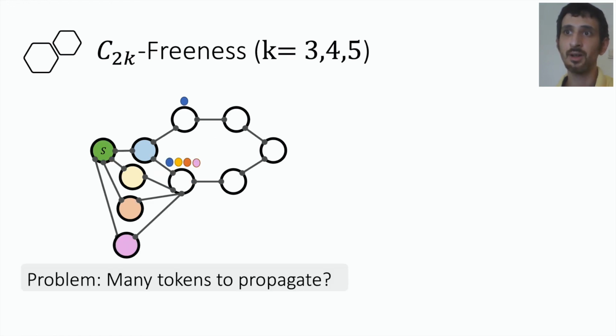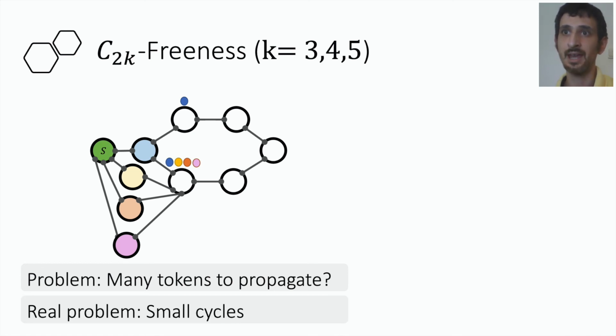The key obstacle of our algorithm: there could be many tokens to propagate in a single round. This is caused by BFS algorithms that interlace with each other. We note, however, that when two BFS algorithms interlace, they create a cycle shorter than the one we're looking for. Here we can see many such cycles which create the interference in the first node of the cycle.